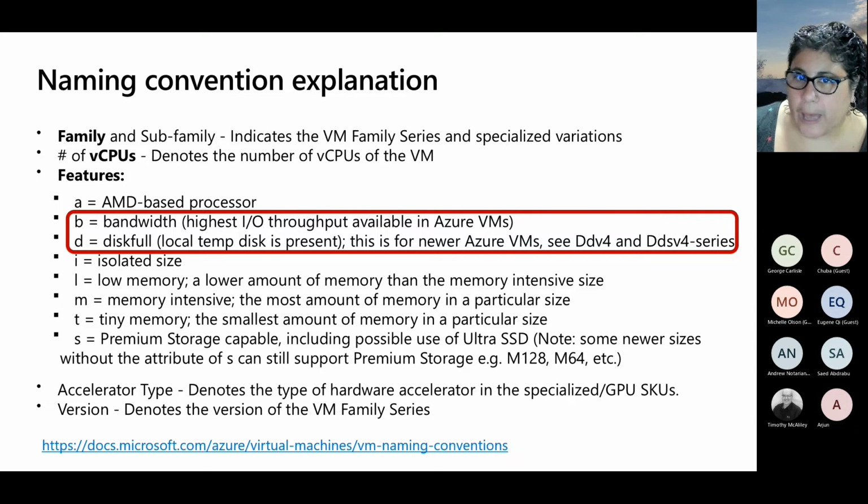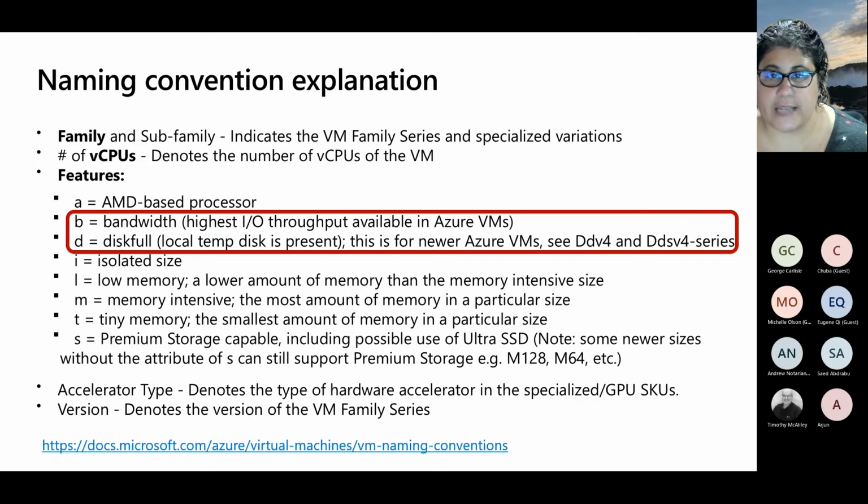Sometimes there are 2 capital letters in the beginning and sometimes there's 1. It depends on the family name. So if the letter is capital, it's part of the family name. Then the next is a number, and that's the number of vCPUs. So in the EBDSV5 family, if you're looking for an 8-core VM, then it's E8 BDSV5. So there will be a number right after the family moniker, and that will be the number of vCPUs in that VM. And then all the letters after that have some kind of feature designation.